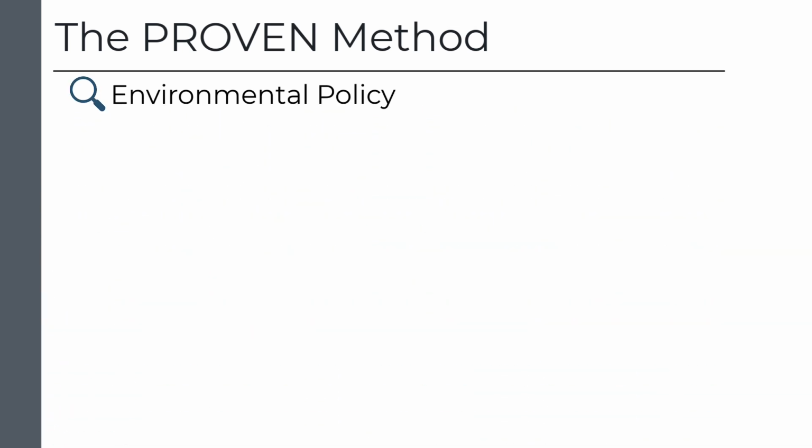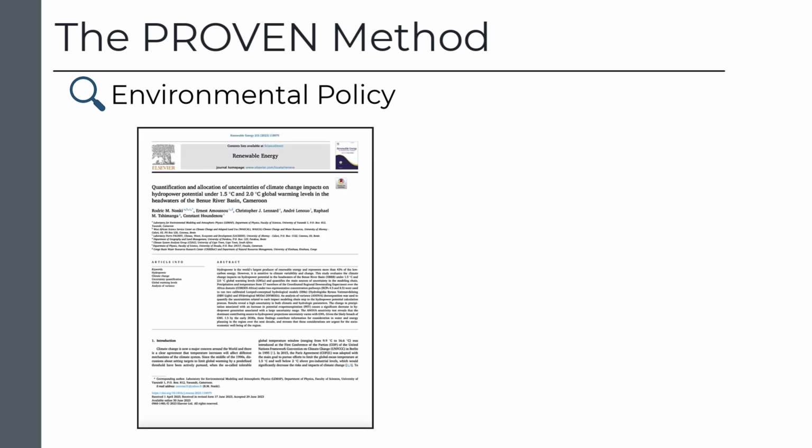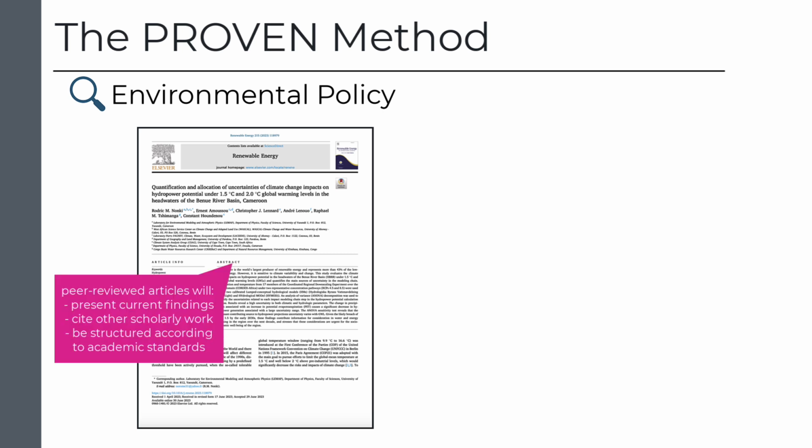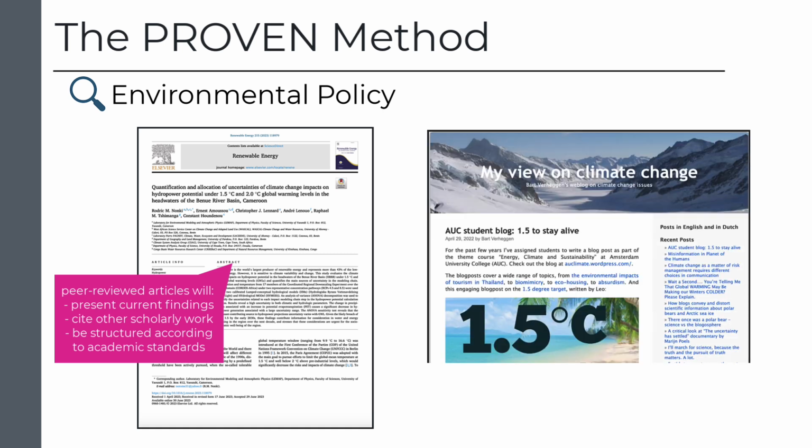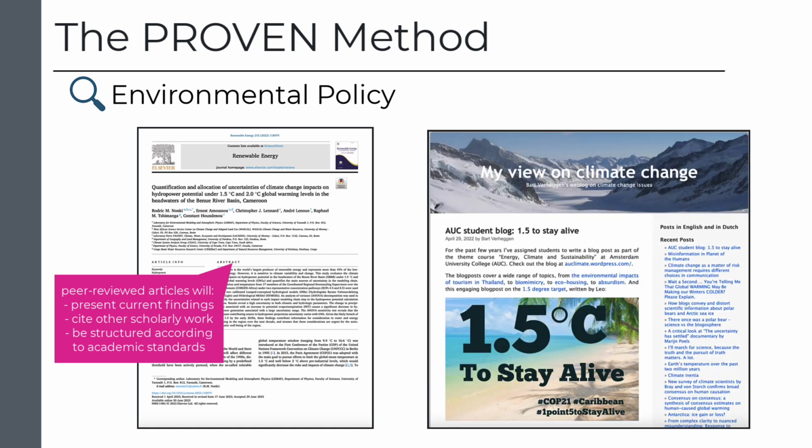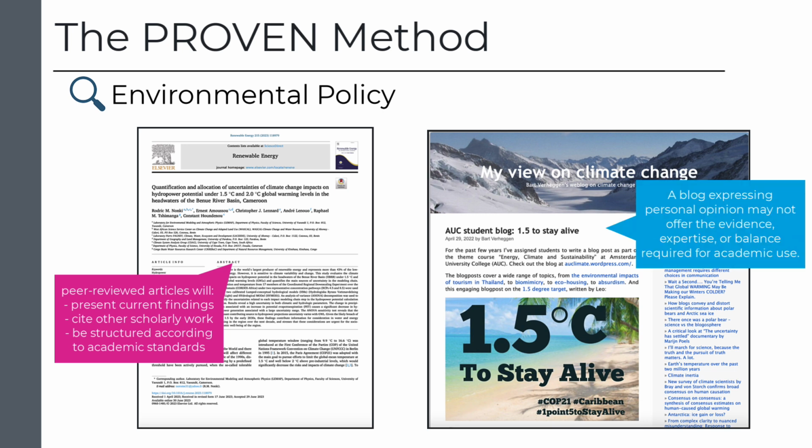Now let's put the PROVEN method into practice. If you are researching environmental policy, a peer-reviewed article published in a scientific journal would typically be a strong source. It would likely present current findings, cite other scholarly work, and be structured according to academic standards. In contrast, a personal blog expressing opinions about climate change may not offer the evidence, expertise, or balance required for academic use, even if the writer is passionate or persuasive.